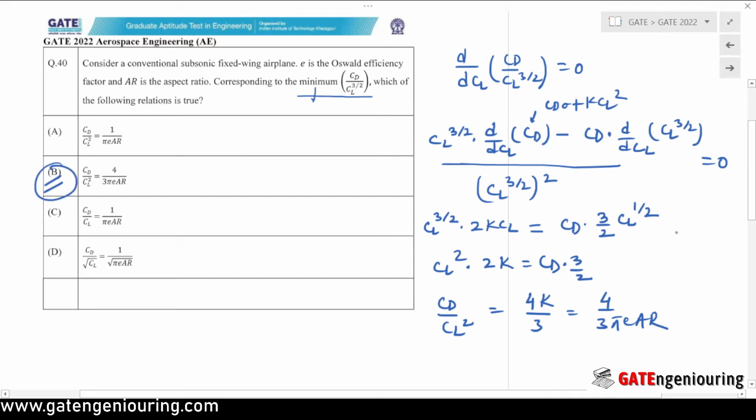Okay, so this is basically for 2 marks. So you can see that if you have marked this as the correct answer, then your 2 marks got saved.